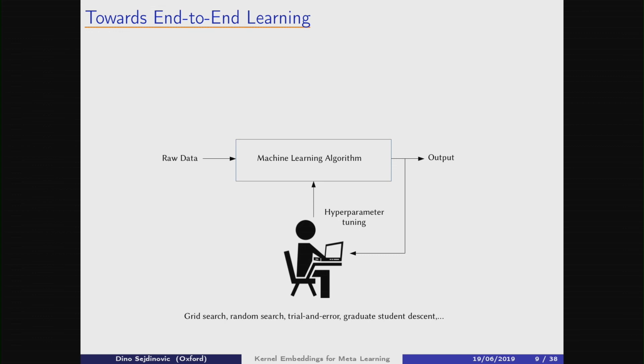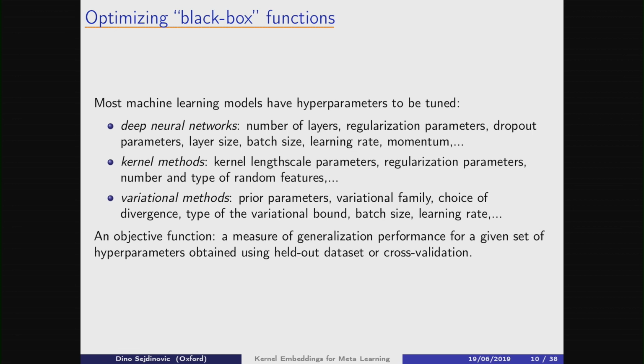And it's not just deep learning, it's essentially any machine learning model. Any machine learning model has hyperparameters to be tuned. We often say that random forests are insensitive to hyperparameter tuning, but I will at the end give you an example where we're actually tuning hyperparameters of random forests, and that can lead to different results. So all of these frameworks, deep learning, kernel methods, variational methods, they all have various parameters, various choices that we need to tune.